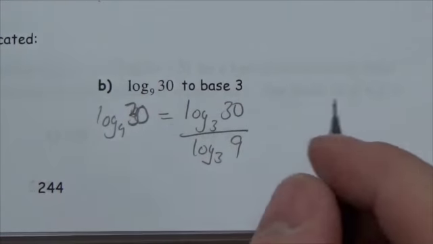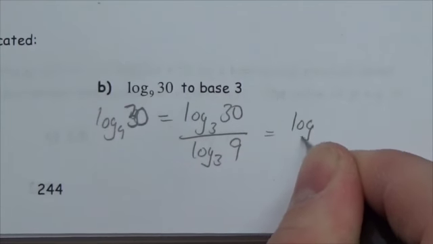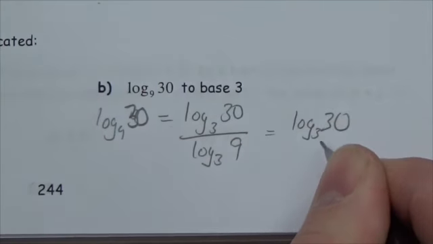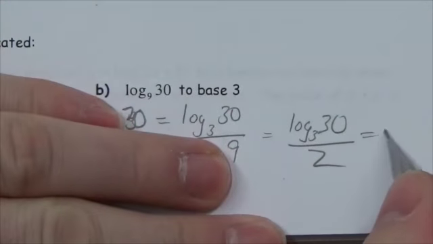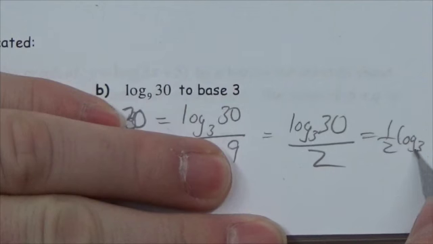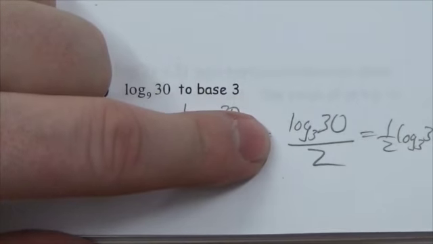Okay, I don't know what that is. But I do know what the log base 3 of 9 is. That's going to be 2. So this is like the log base 3 of 30 over 2. And that's what we're looking for. Now you could write this as 1/2 log base 3 of 30. Just make sure that you realize that a half of something is the same as dividing it by 2, okay?